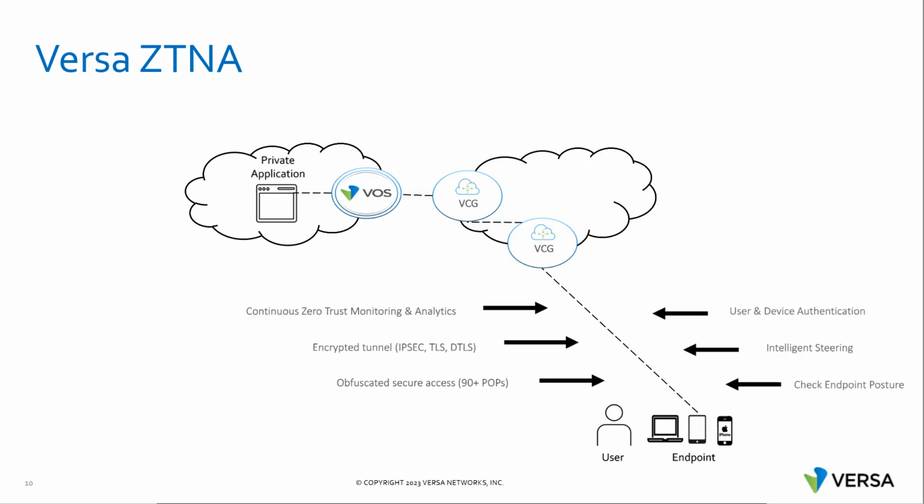Then we do the continuous zero trust and monitoring. Then we secure the proxy to the application. So this is another secure path further. And then we go into the VCG. At this point, we also have other services which are inserted. That is about a firewall service or a DLP or a switch.